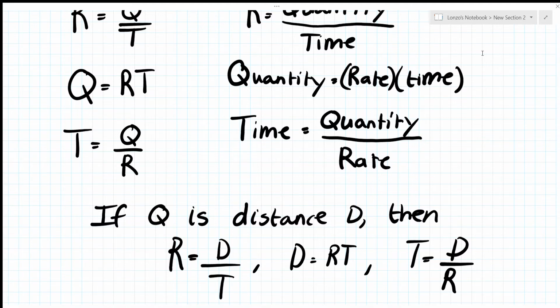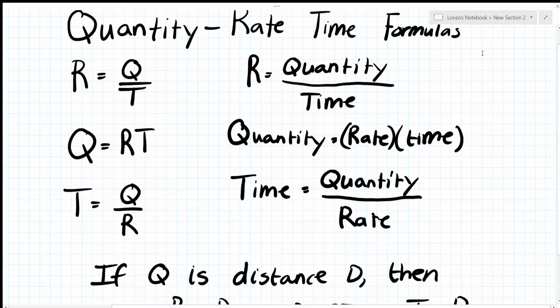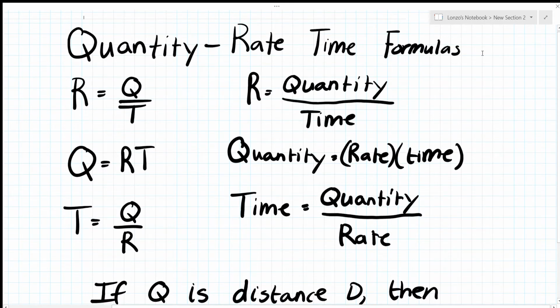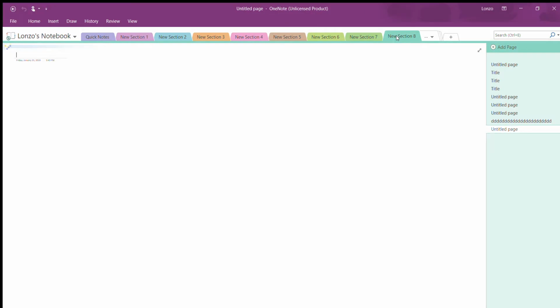And then if Q is the distance of D, then R equals D over T, and D equals R times T, and then T equals D over R. So an example of time would be like knots. And then I think that's what we're going to use for our problem, because we are dealing with ships, so it's dealing with knots.